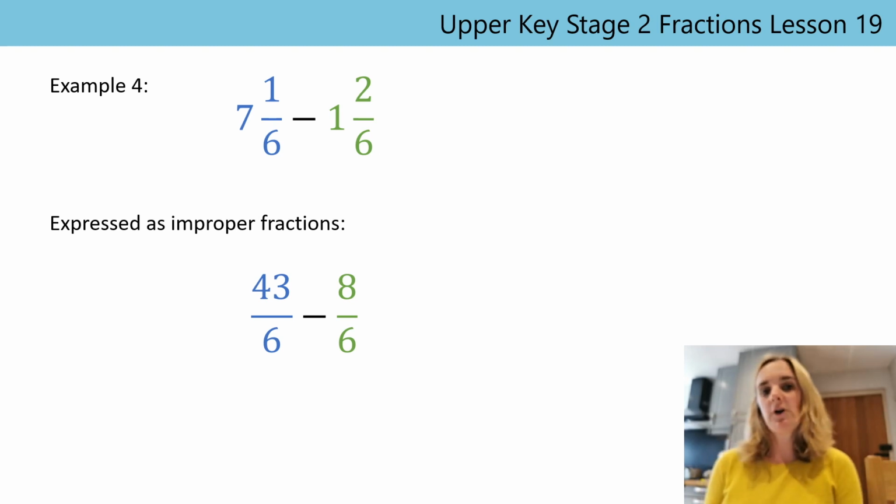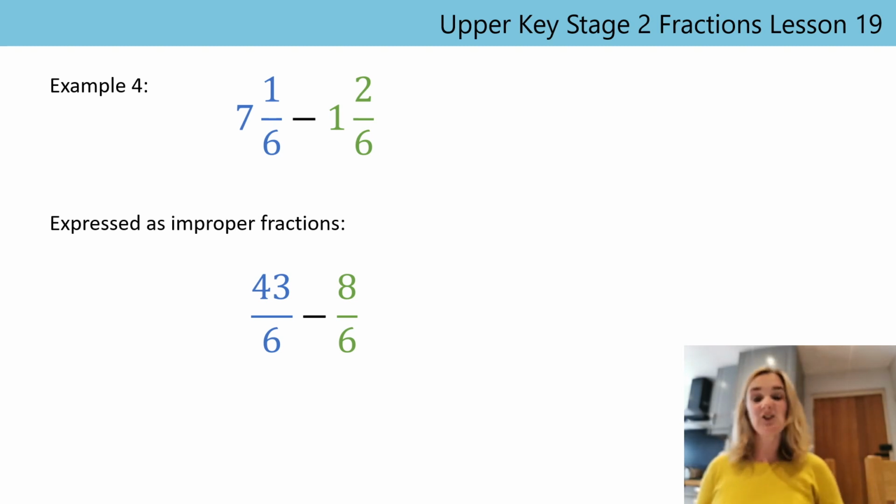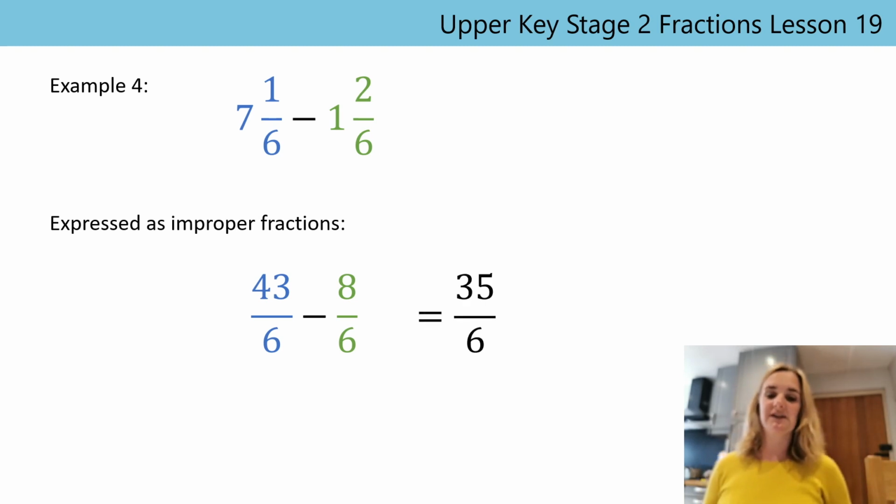And then for the 1 and 2/6, again, 6/6 make my whole, my 1 whole, plus those 2/6 in that mixed number fraction gets me altogether 8/6 at the bottom as an improper fraction. Now I can find this a little bit easier because I can do 43 and subtract 8 for my improper fractions. So 43/6 subtract 8/6 gives me 35/6.